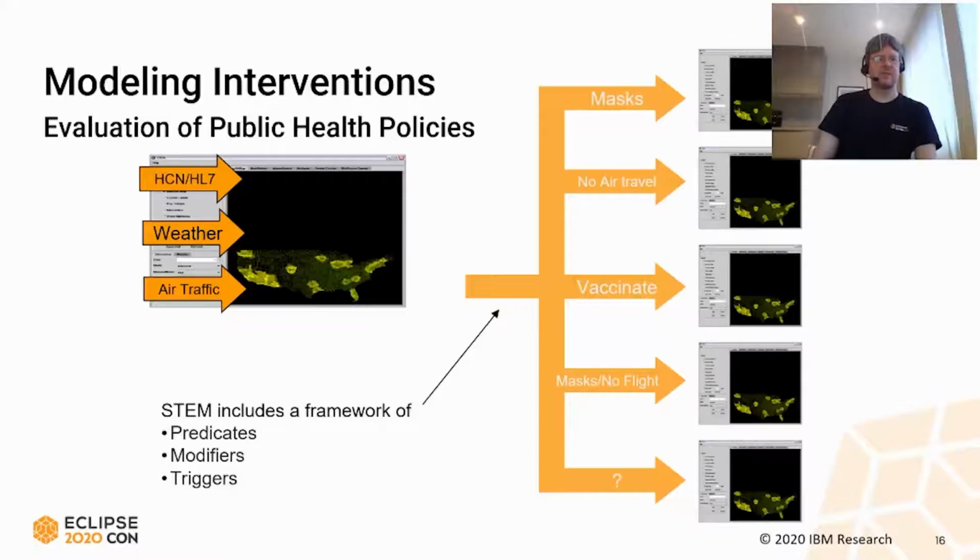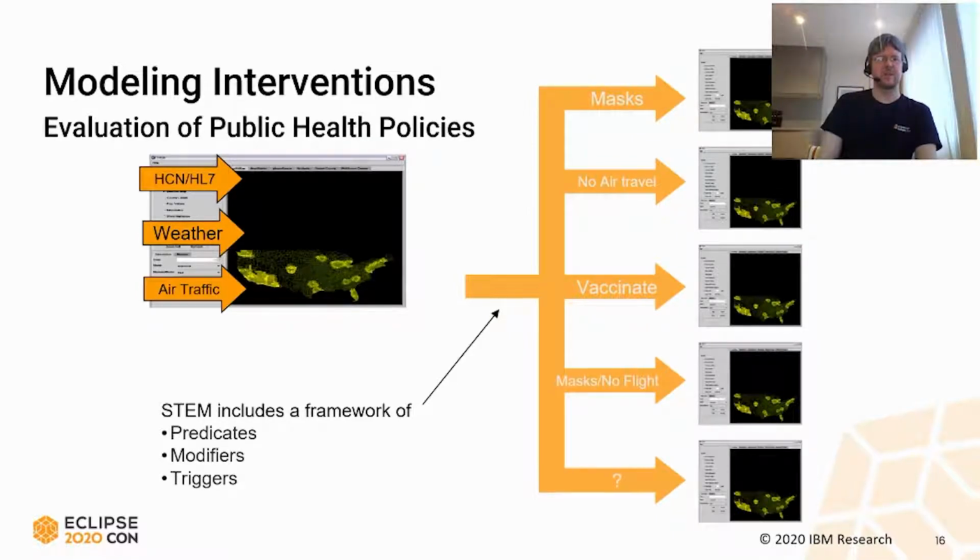There are several ways of modeling interventions. The data is based on HL7 exchange, weather information, or air traffic data. And then STEM includes a framework of various predicates, modifiers, and triggers. So, of course, the most commonly known countermeasure nowadays, also for COVID-19, is wear a mask.